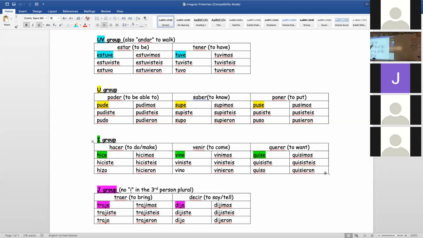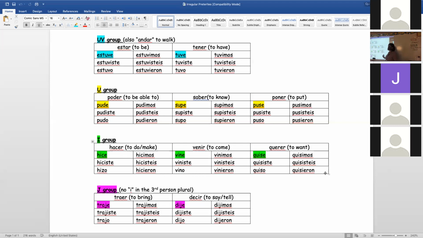And we've got tuve. Now, andar is actually one of your vocab words, so I probably should have put it on here, but I didn't. Just so you know, andar is to what? To walk. It's one of your vocab words because you can walk in la naturaleza. If you want to say I walked, what would it be, yo? Anduve, right? So it also has a UV in it. So estuve, tuve. Next up, let's look at our U group. Pude, supe, puse. Good. They all have a U in their stem.